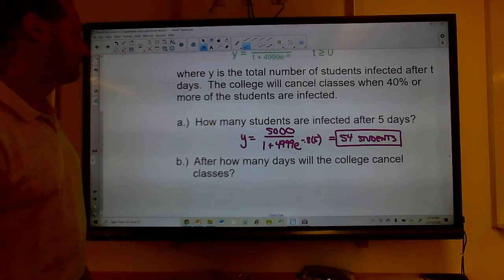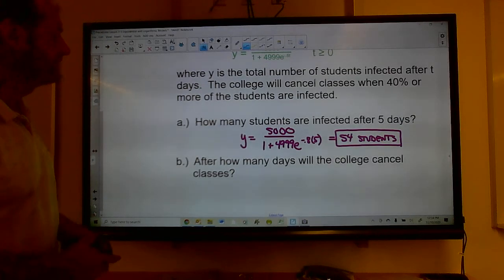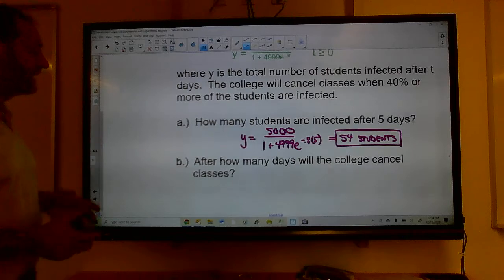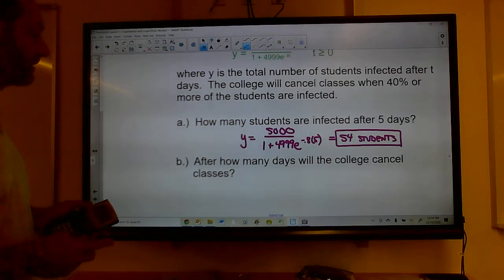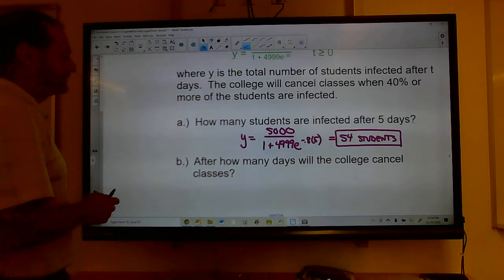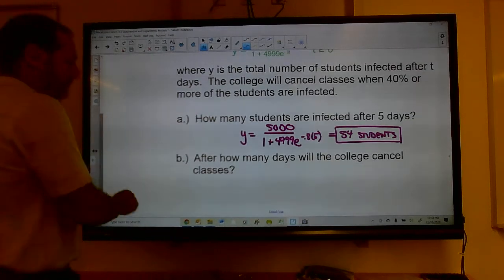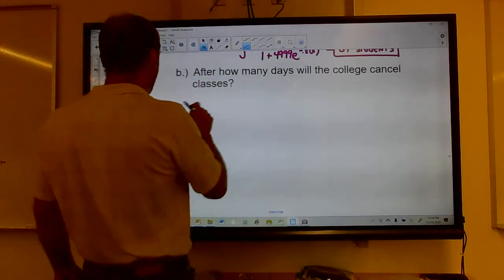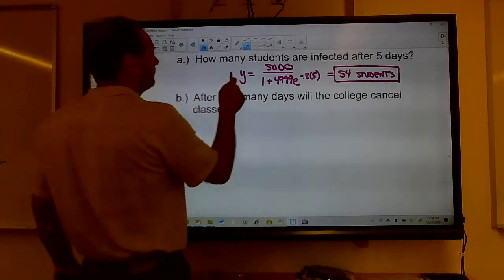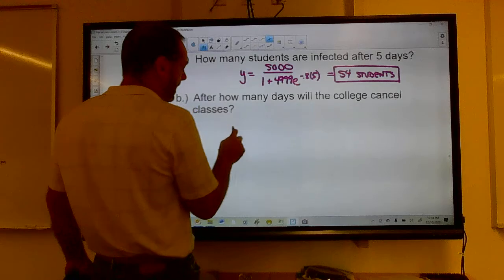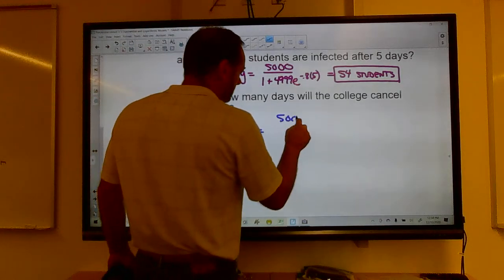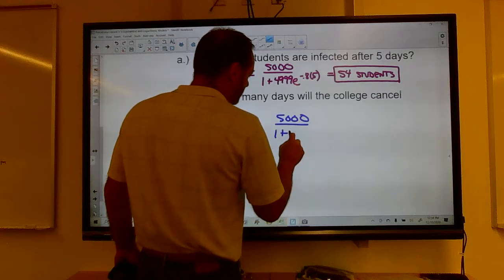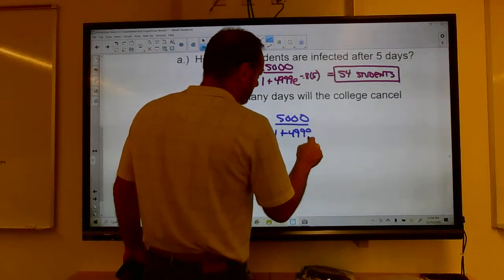How many students? Yeah, there you go. 54 students after 5 days. Now, after how many days will the college cancel classes? If it's 40% of 5,000 students, that is 2,000. So on this one, we're going to know the y. The y is going to be 2,000. And this time, we're going to solve for the t.